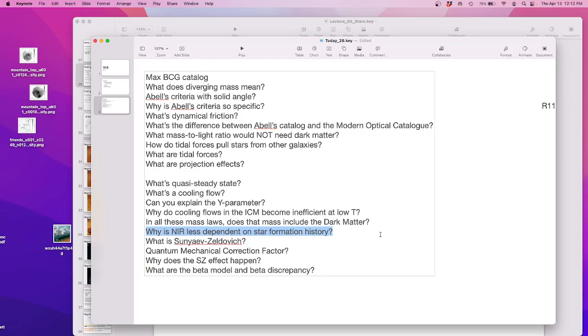Sorry, I'm not stalling because I don't know. I'm stalling because I'm not sure of the best way to answer the question quickly. And maybe I want to turn it into a question where I ask you. This is a great question because it underpins that whole single stellar population business.